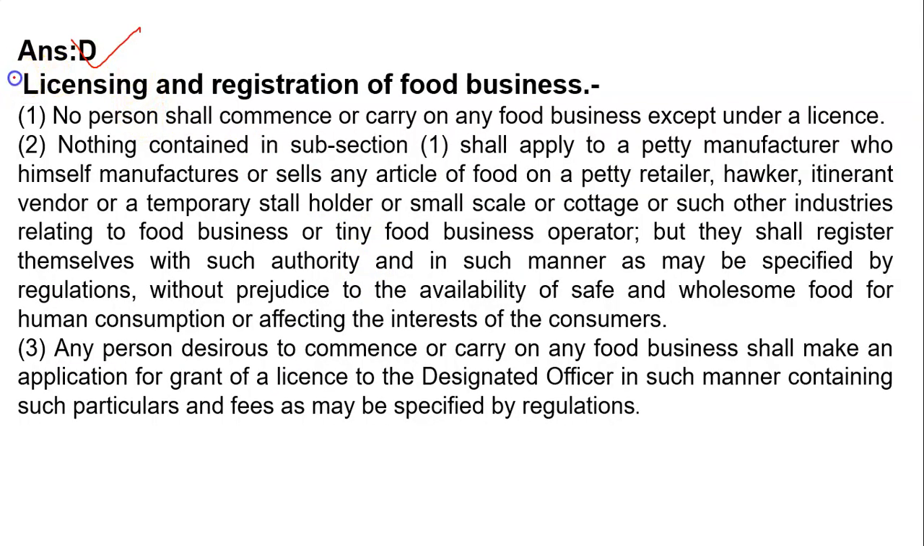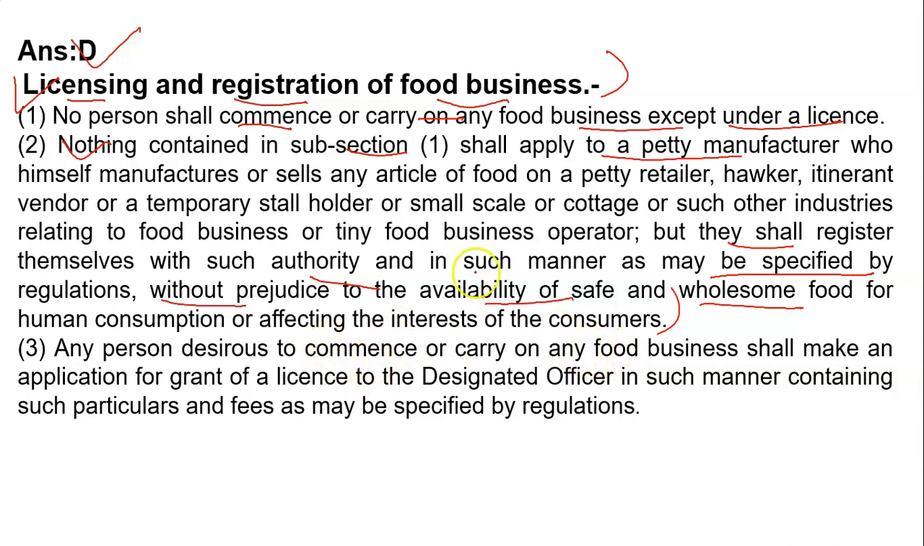So this section of the act, licensing and registration of food business, says that no person shall commence or carry on any food business except under a license, and nothing contained in subsection 1 shall apply to a petty manufacturer who himself manufactures or sells an article of food, or a petty retailer, hawker, itinerant vendor or temporary stall holder, small scale cottage or such other industry related to food business or tiny business operator, but they shall register themselves with such authority in such manner as may be specified by the regulation, without prejudice to the availability of safe and wholesome food for human consumption affecting the interest of consumers.